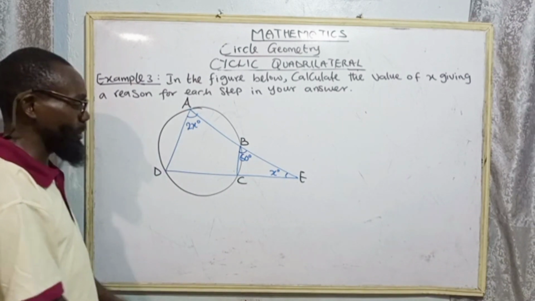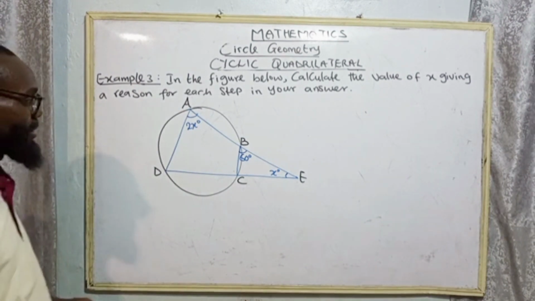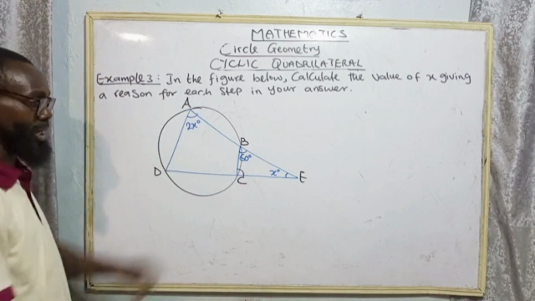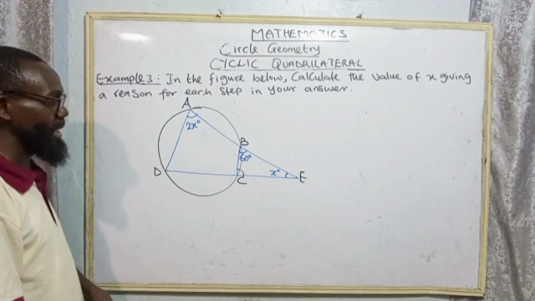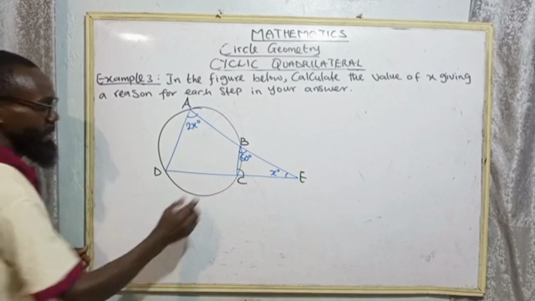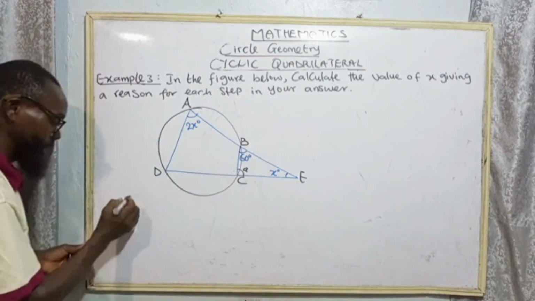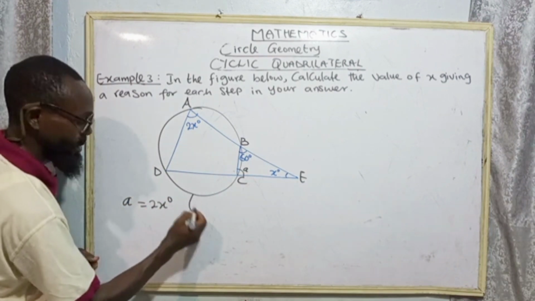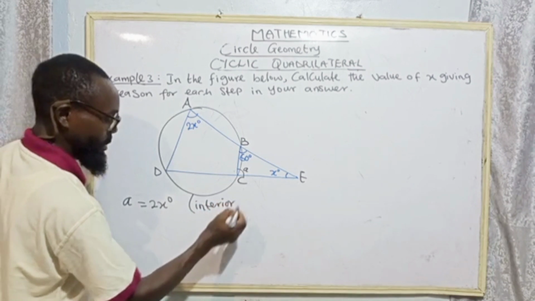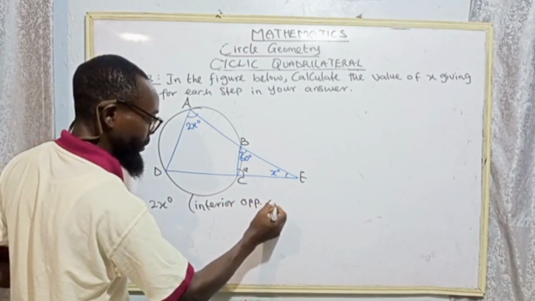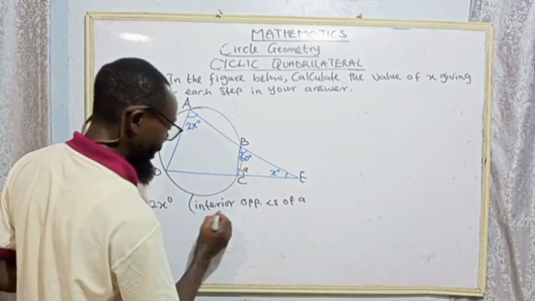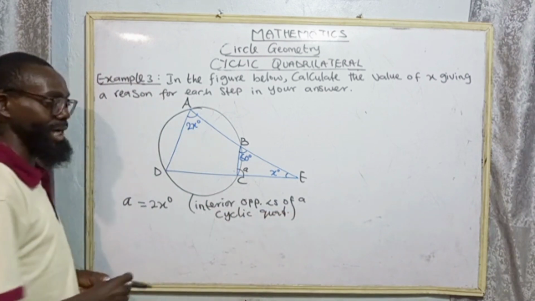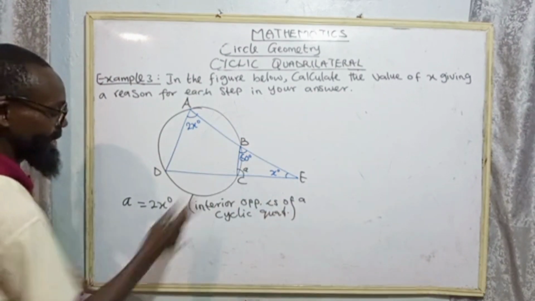Looking at this from the theorem we just concluded, this angle A can be equal to this exterior angle here. So I can get this angle here. Let me call this place small letter a. Small a is going to be equal to 2x degrees. Reason: interior opposite angles of a cyclic quadrilateral. So this place now is 2x.